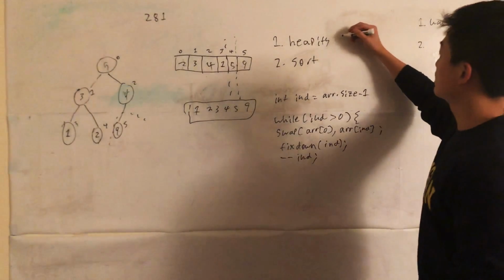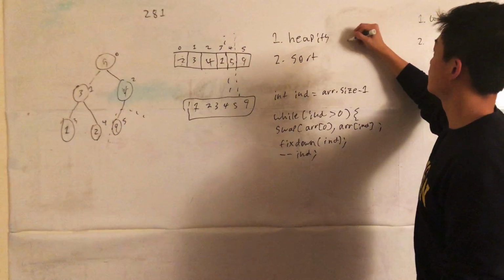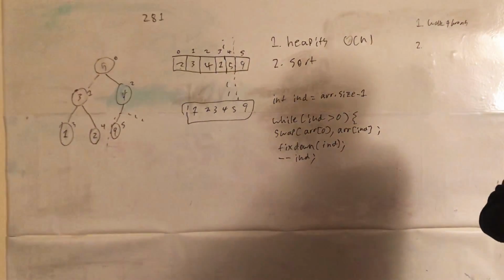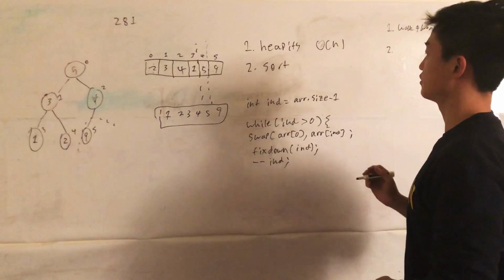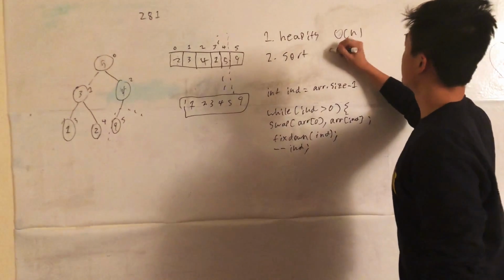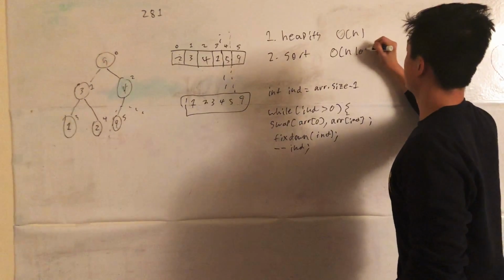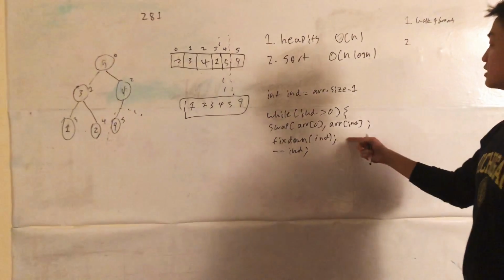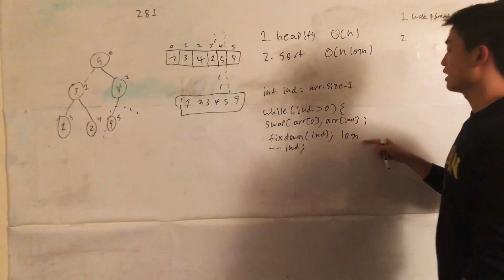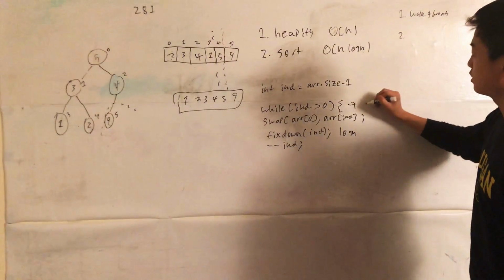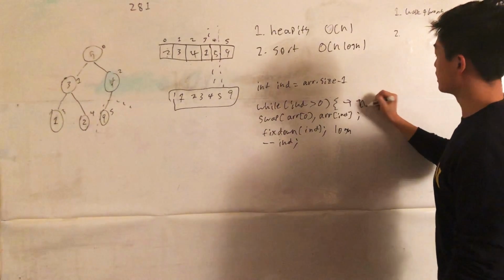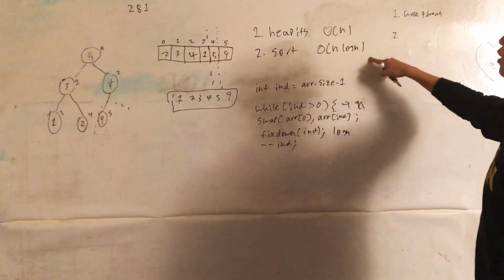So the heapify operation has a time complexity of O of n, but that doesn't reflect the time complexity of the overall heap sort, because the whole sorting algorithm is O of n log n. And that is because a fix down operation is log of n time. And since that's within a while loop of O of n, we'll end up with an overall time complexity of O of n log n.